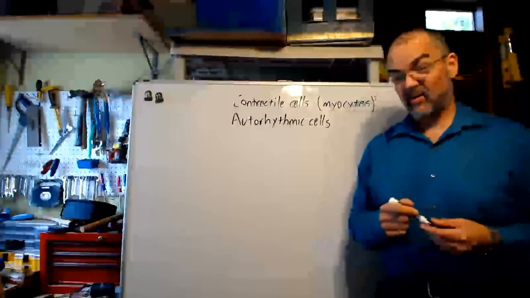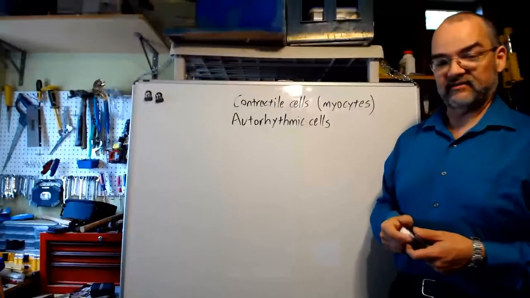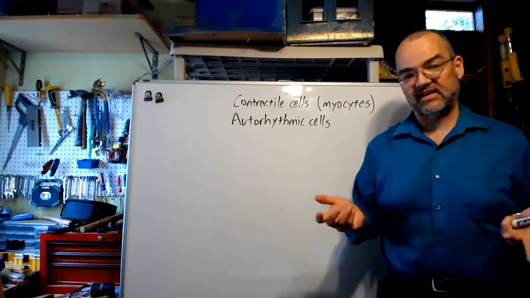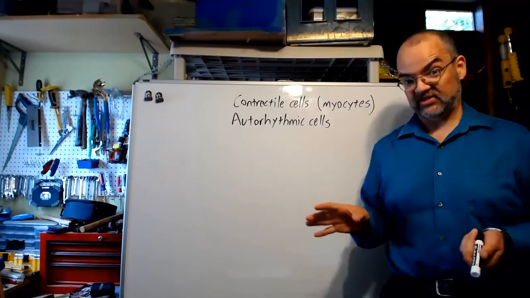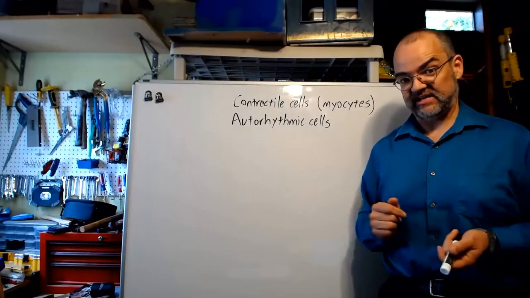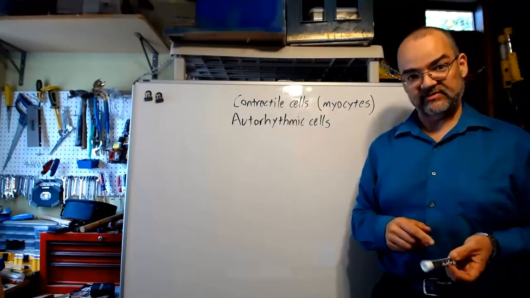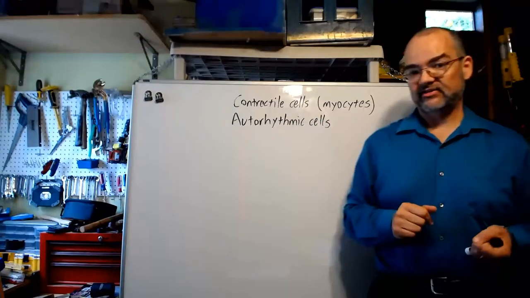When you think about cardiac muscle, you're probably thinking of the contractile cells. Those are the cells that actually do most of the work of the contraction. The cells we talked about at the beginning of the muscular system, the branched, interconnected, striated cells, those are the contractile cells. Autorhythmic cells are a little different.